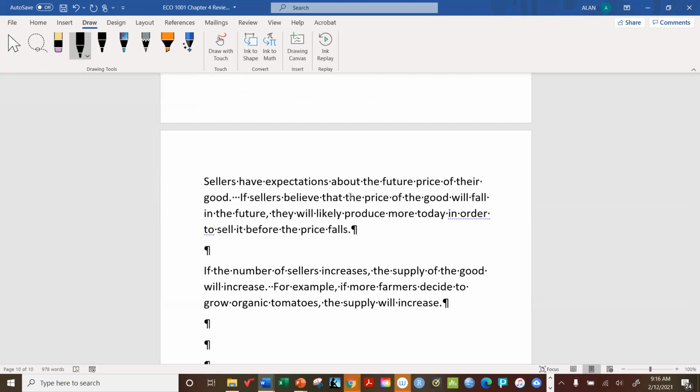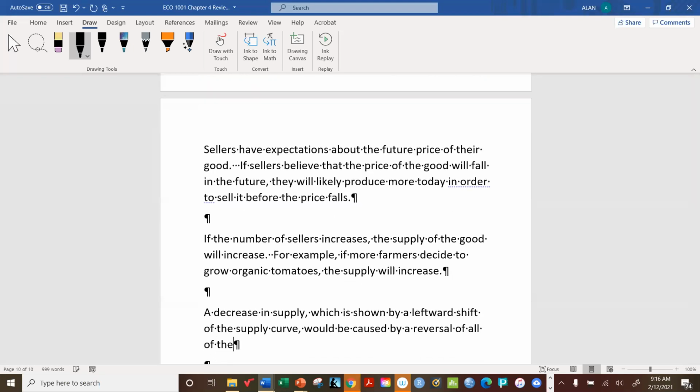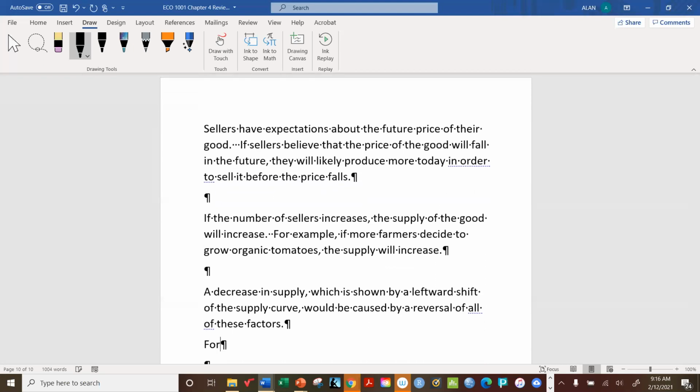So a decrease in supply, which is shown by a leftward shift of the supply curve, would be caused by a reversal of all of these factors. For example, if the number of sellers falls, the supply will decrease. It's that simple.